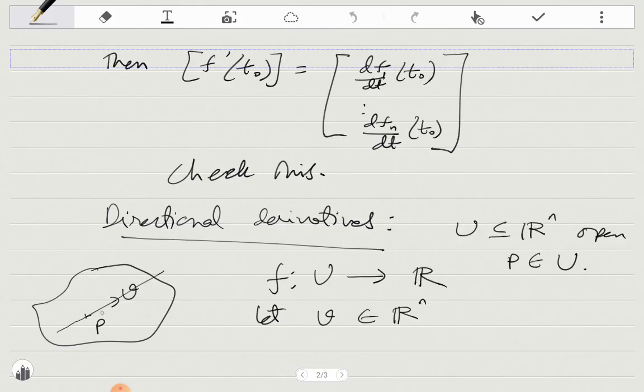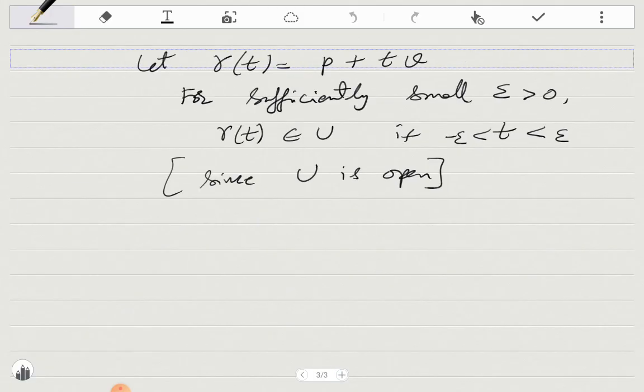The openness of U will imply that there is a small ball around P which is contained entirely in U, and if t is small enough, this straight line will just lie inside the small ball. You can check that. And so we have this.